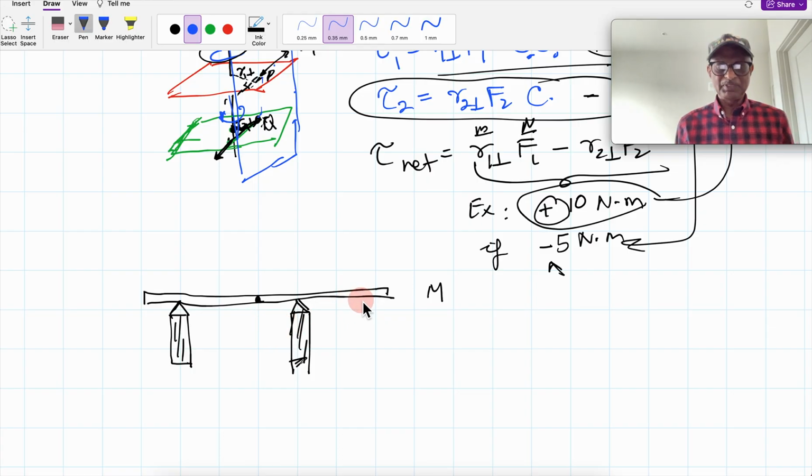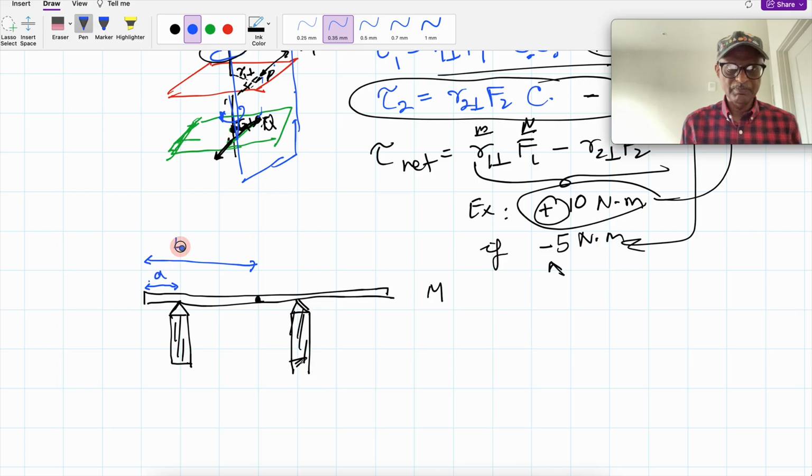It's done in pretty much every book, but let's do this problem. What is the distance that will keep it stable? Okay, so there is a distance a. A gets a certain distance depending on what it is. So this is L over 2.